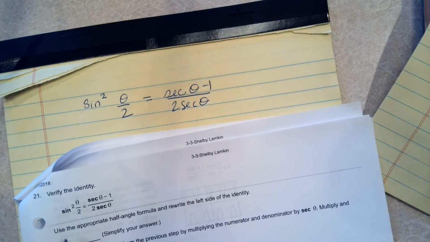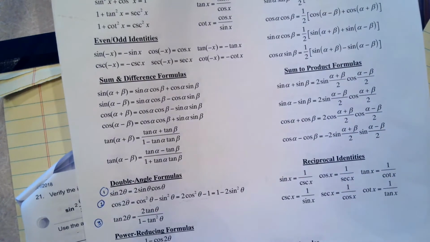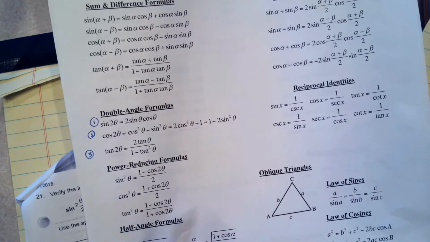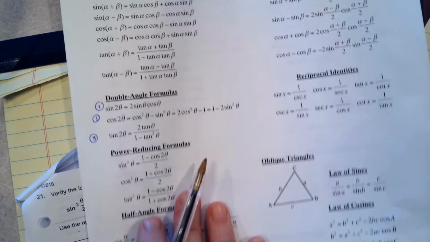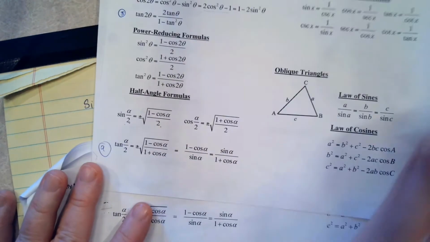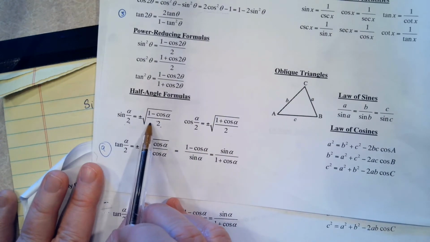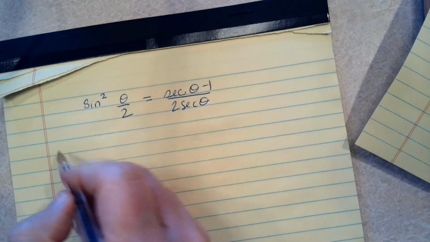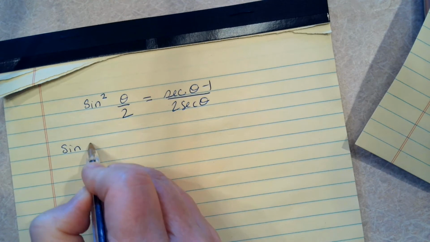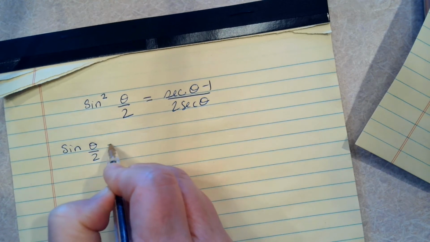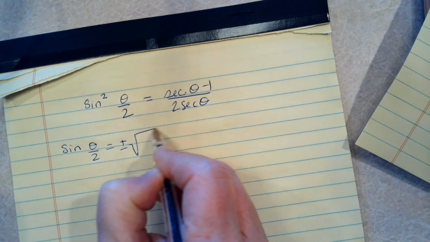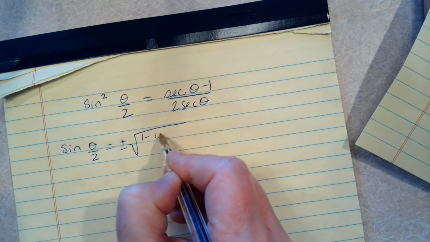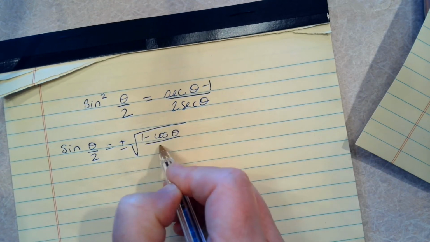Okay, that's better. Use the appropriate half-angle formula and rewrite the left side of the identity. So, I'm going to go to the half-angle formula. Here it is at the bottom. It says the sine of alpha over 2 is equal to that. So, let me write that down. It tells me that the sine of theta over 2 would be equal to plus or minus the square root of 1 minus cosine theta over 2.